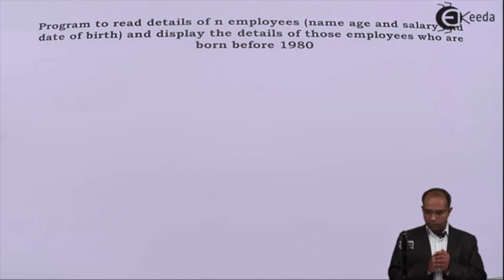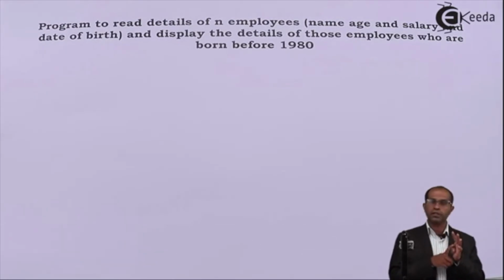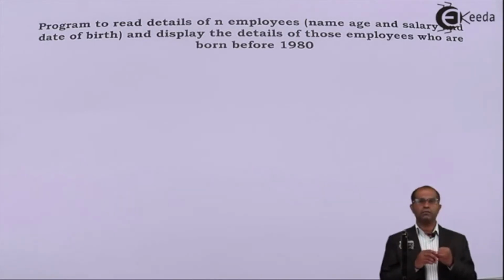Now, if I ask you to read the details of an employee, let the details of an employee be name, age, salary, and I'll add one more member, date of birth of an employee. I have 4 members of this particular structure. Name, as usual, is a string. Age, as usual, will be an integer value. Salary, if we consider them as fractional values, will be float. Date of birth is now a combination of 3 values. What are those? Date, month, and year.